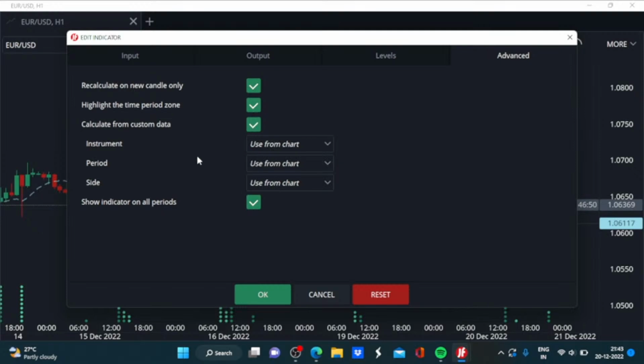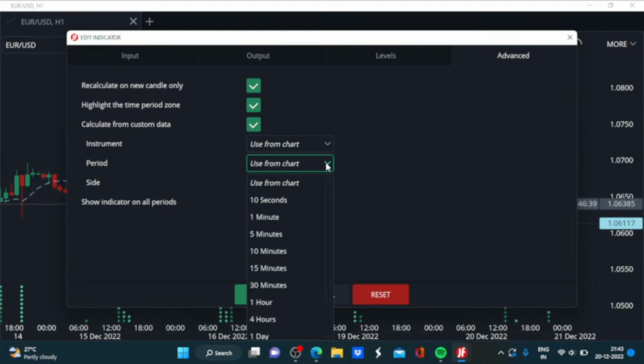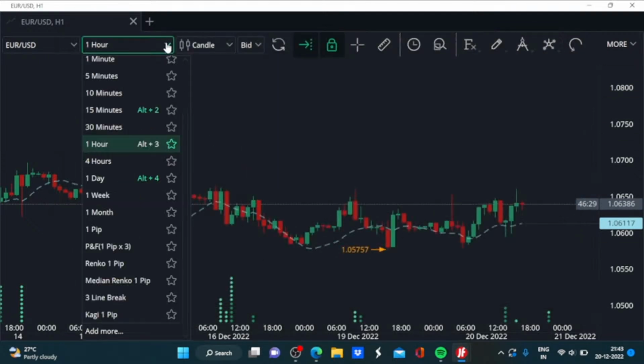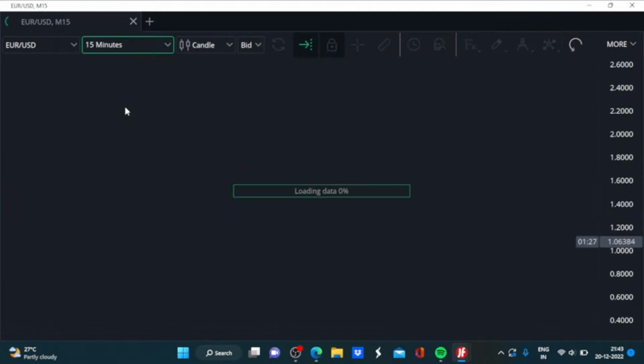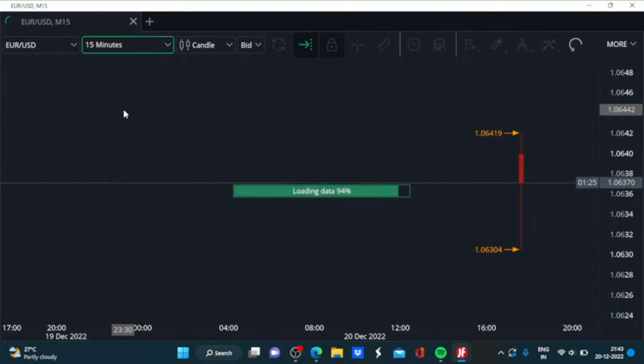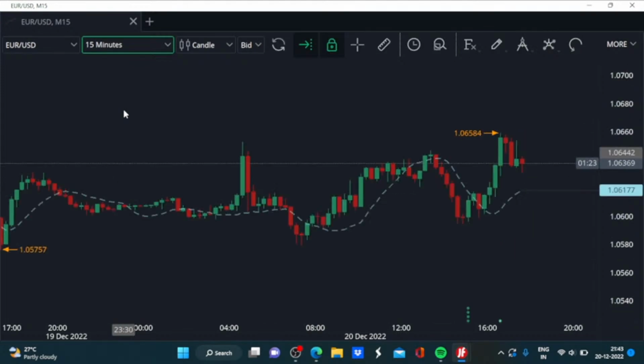Customization can also be done in case of the instrument. You can use this indicator on almost all of the instruments available on the platform, so that option is there to work with. The candle period can also be set differently from the chart, or you can use it from the chart. Now, as the candle period is used from the chart, whenever I change the chart's candle period, the new calculation of the indicator will be done as per the new candle period.